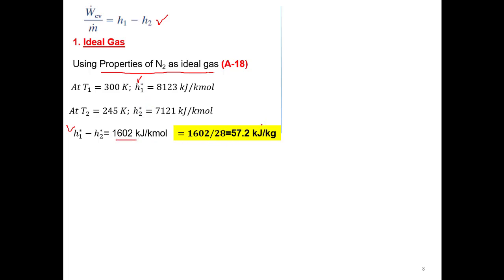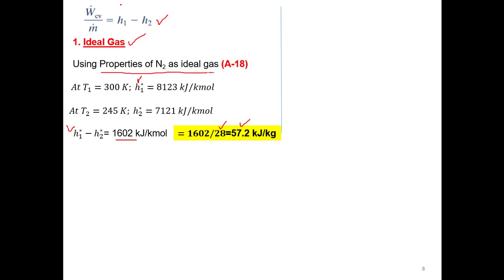But we need to calculate in kilojoule per kg. So we have to divide this value by the molar mass. Molar mass for nitrogen is 28. If we divide that, then the value is 57.2 kilojoule per kg. So that's the work output of the turbine as a result of the expansion of the nitrogen when we consider nitrogen as an ideal gas.